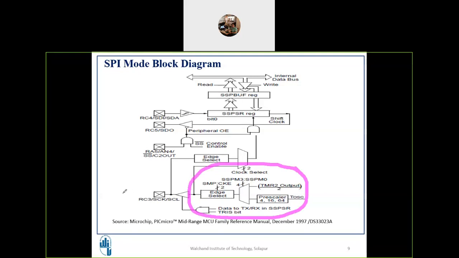If you are master, this clock whatever you are generating will be available to the external world. And if you are slave, in that case the clock generated by some other master will be used directly. This clock will be used by the shift register. Then the SDI and SDO pins are used for data. SDI is used for reception of the byte, and SDO is used for transfer of the byte. So this is the block diagram we discussed.